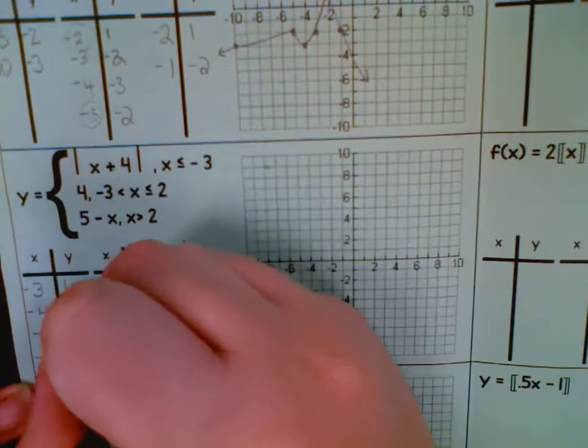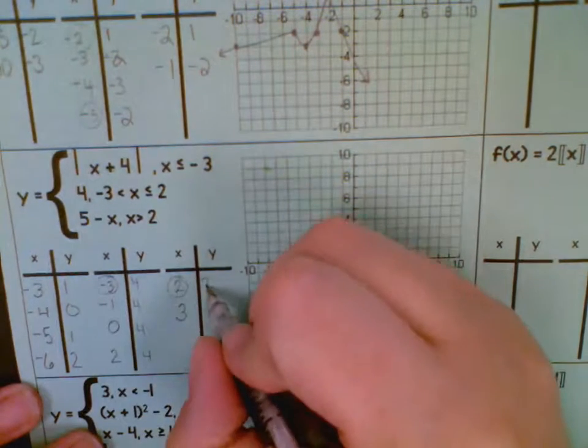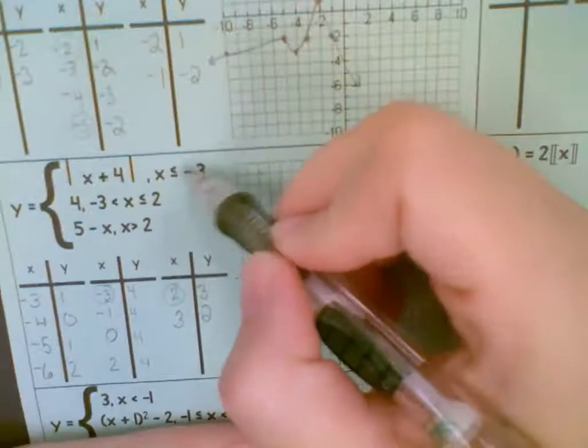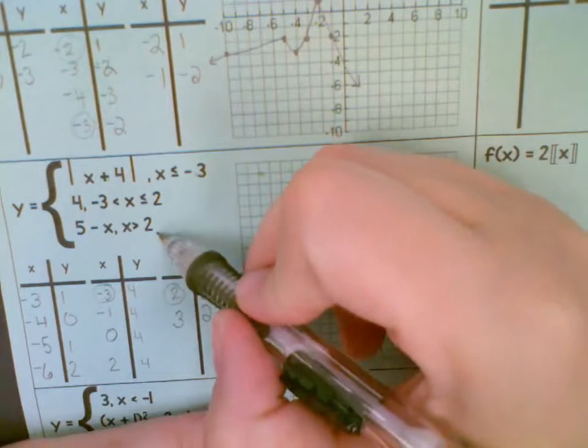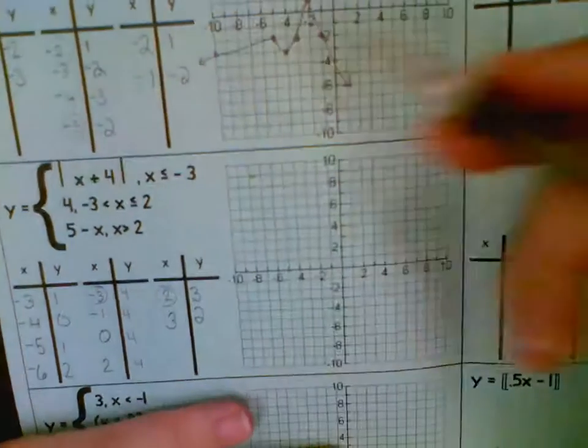Okay, so here are the numbers we got. We got all 4s there, and then we got a 3 and a 2. So we know this one should look like a V, this should look like a horizontal line, and this should look like a slanted line. It has a negative slope, so it should be going down.